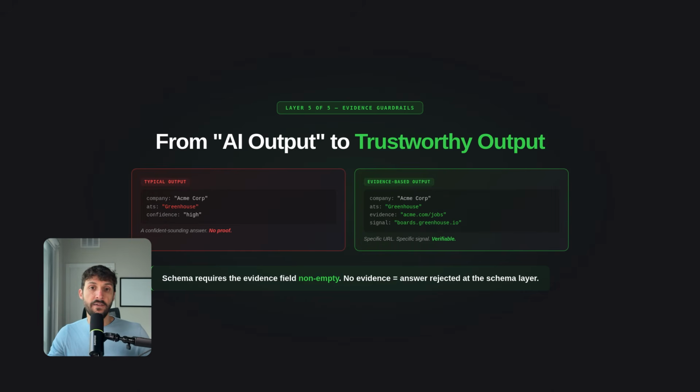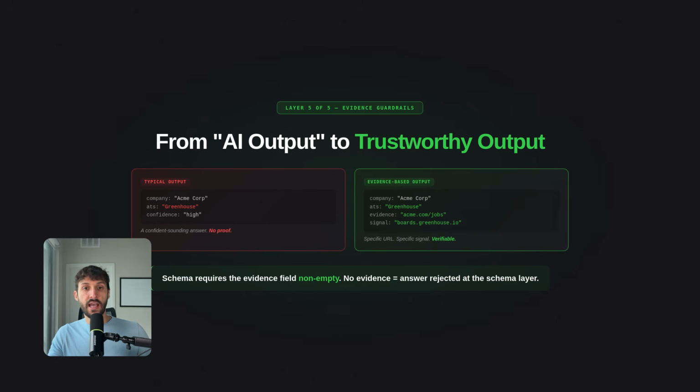Layer 5 is evidence-based guardrails. This is the layer that separates AI output from trustworthy output. Every record the classifier processes must include the evidence behind its answer. It can't just say this company uses a specific software. It must include the specific URL, the specific signal, the specific signature it matched. Every output row in the queue has an evidence field and the schema requires it to be non-empty.